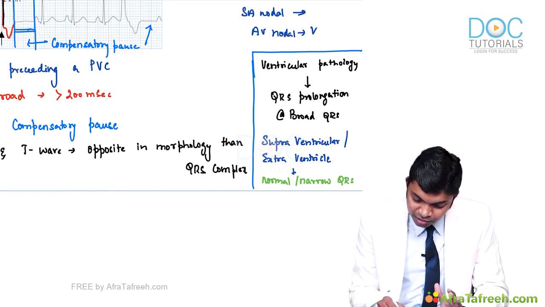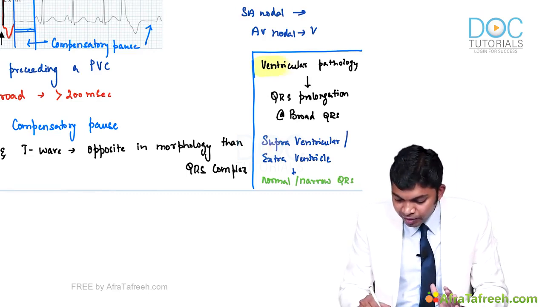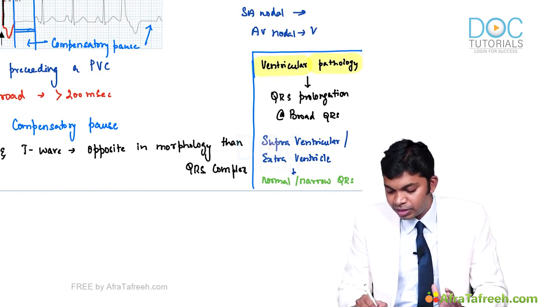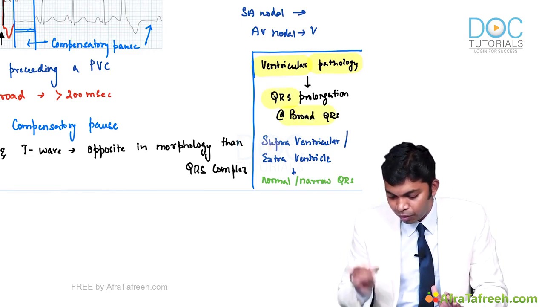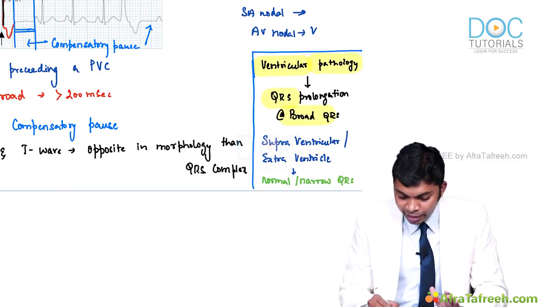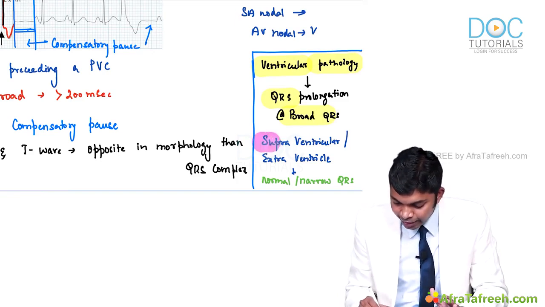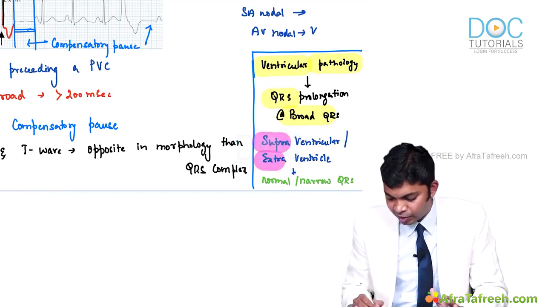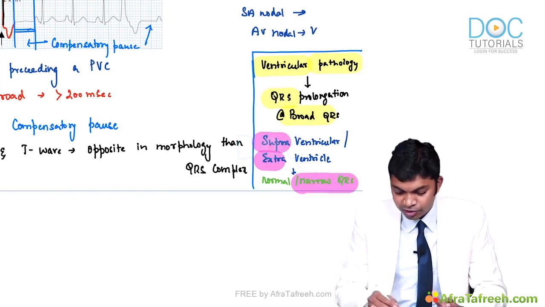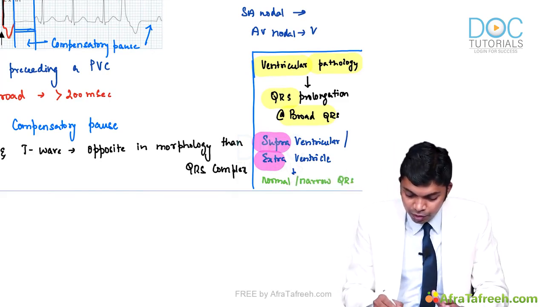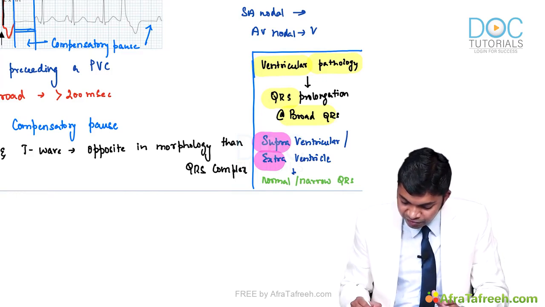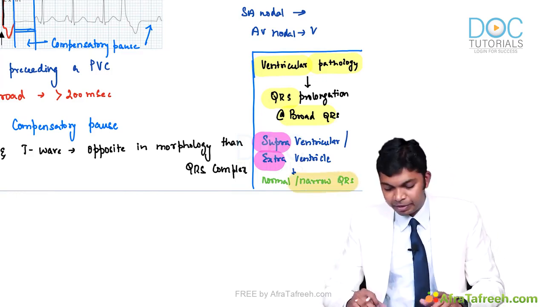So, remember, doctors, this is a kind of clue. When the ventricles are involved in pathology, the QRS will be broad. When the ventricles are anatomically fine, if it is purely supraventricular or extraventricular, it will have a narrow QRS complex, right, doctors. QRS will be very narrow. So, these are all the features that we need to bear in mind.